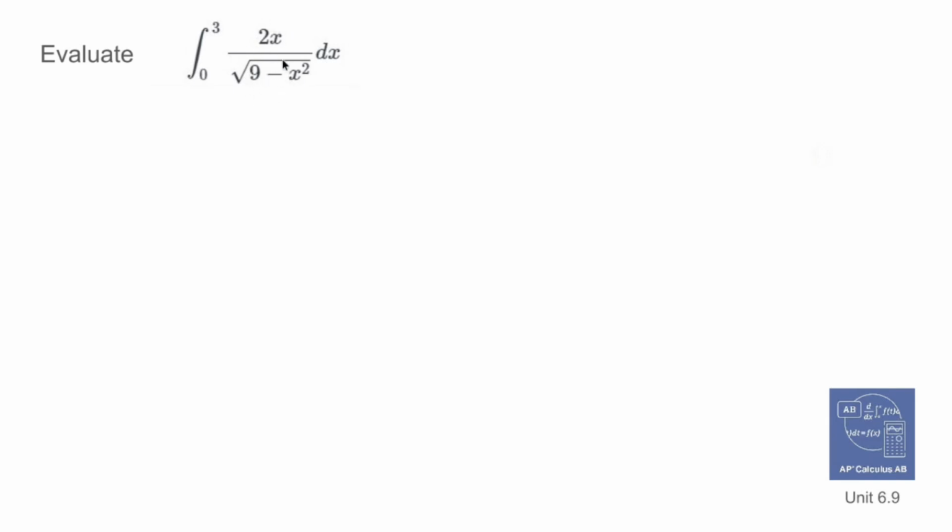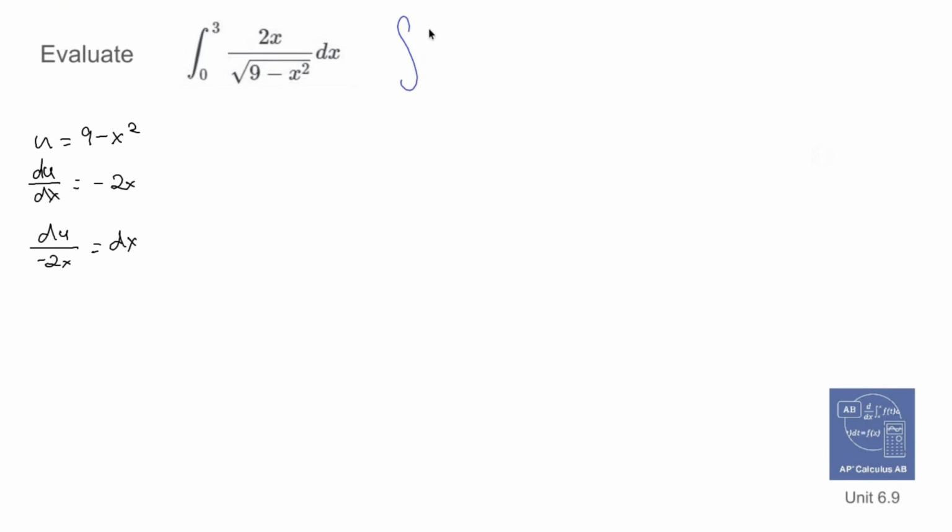It looks like if I take the derivative of the stuff inside the square root, I get something awfully close to 2x. So I'm going to let u equal 9 minus x squared. Take the derivative of that, du dx is going to equal negative 2x. Flip-flop the dx and the negative 2, and you get du over negative 2x equals dx. Now let's take this guy and substitute all this stuff and do some integrating with respect to u.